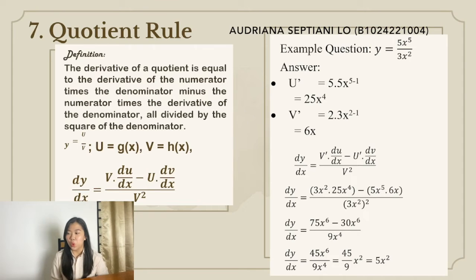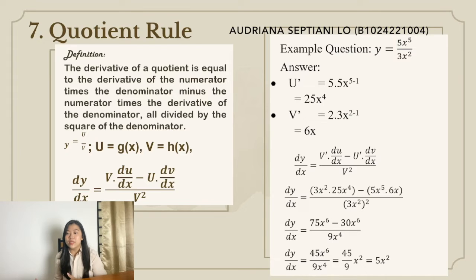Next, quotient rule. The derivative of a quotient is equal to the derivative of the numerator times the denominator minus the numerator times the derivative of the denominator, all divided by the square of the denominator. The formula is dy per dx equals v multiplied by du per dx minus u multiplied by dv per dx, divided by v squared. So the example question is y equals 5x to the power of 5 divided by 3x to the power of 2.